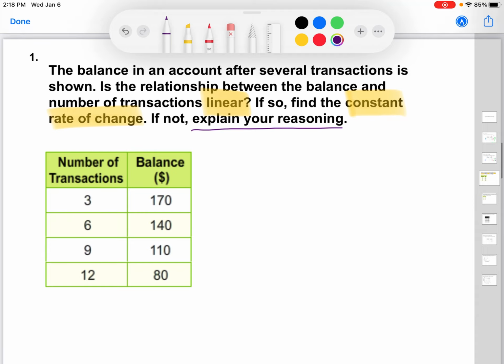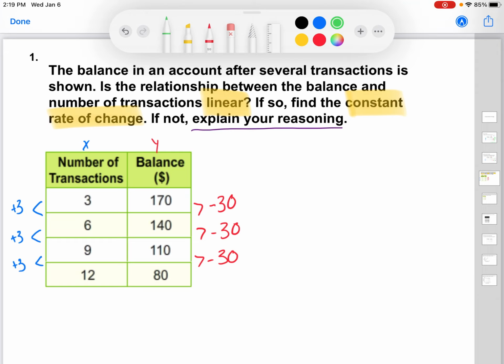And so what we're going to do is we're going to do our same test that we did before just to figure out if there's a constant rate of change. So my changes on my x side, plus 3, plus 3, plus 3. My changes on my y side, minus 30, minus 30, minus 30. So right away, I see that it's changing by the same interval every time. So I know there's going to be a constant rate of change.